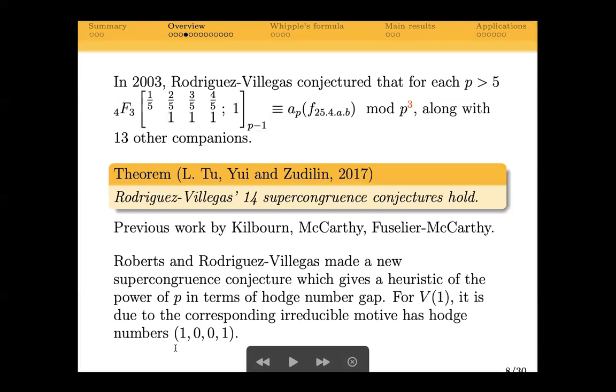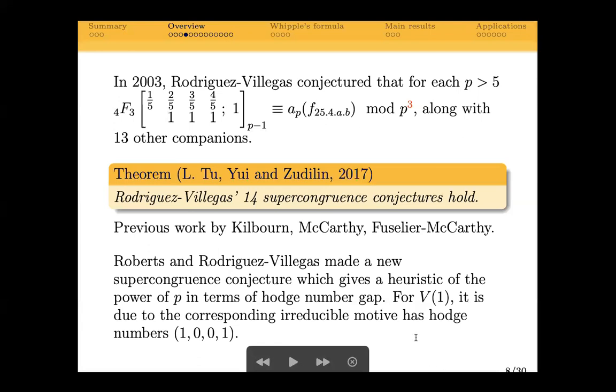For instance, in the background for this corresponding supercongruence, the corresponding motif actually has Hodge numbers 1001. The Hodge number gap means that from this one to that one, the distance is 3. So this tells you the strength of the supercongruence. But in general, it's very difficult to prove, and it's also very difficult to find how to change the parameters so that I get something similar. The question is not easy.